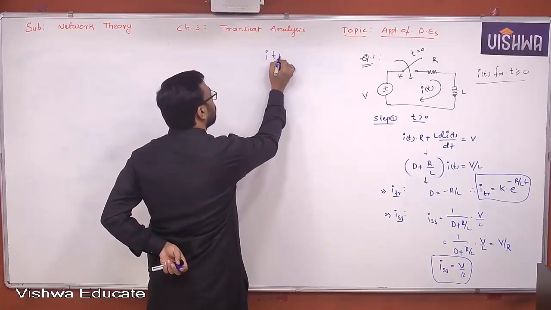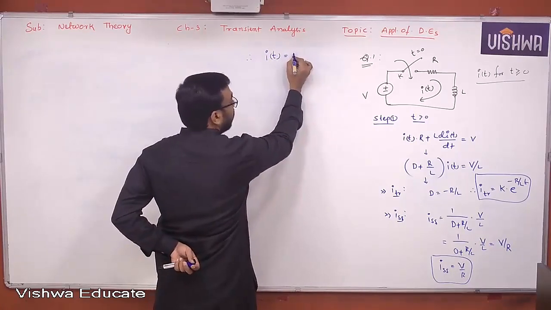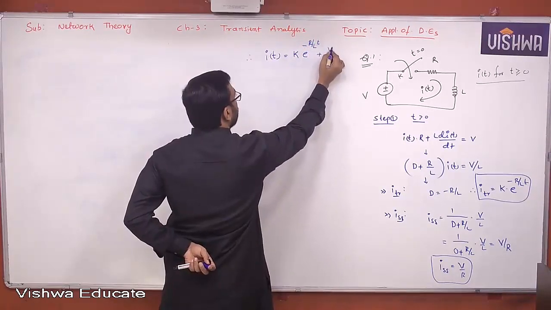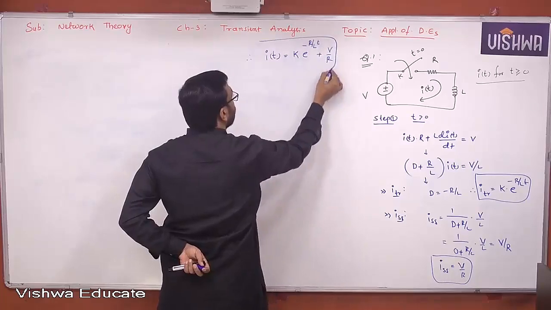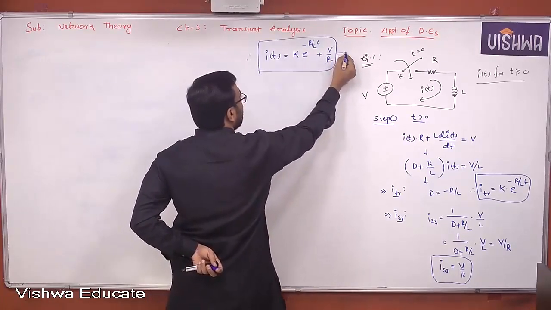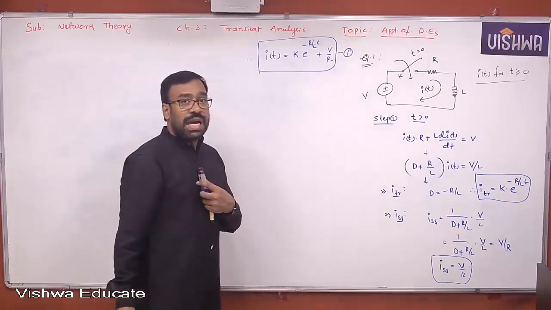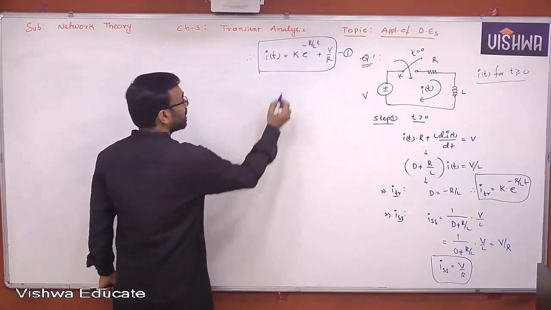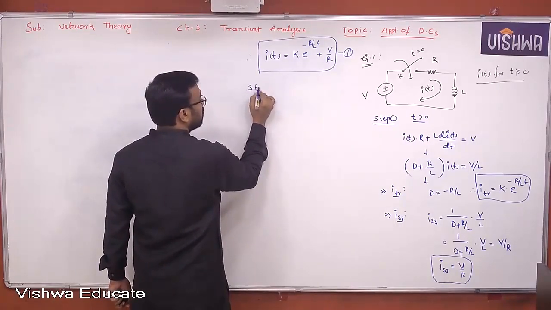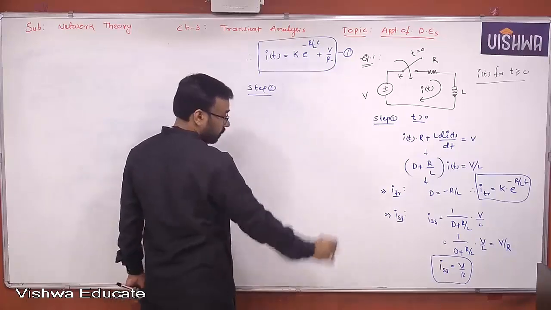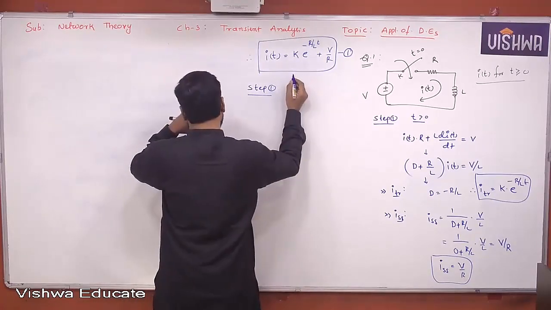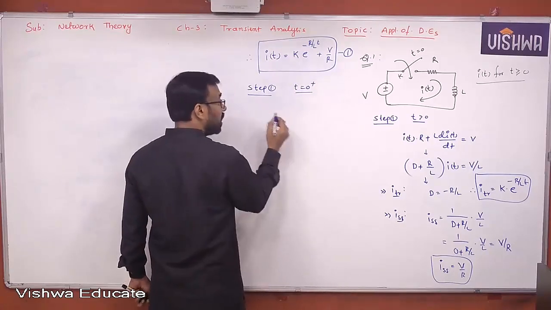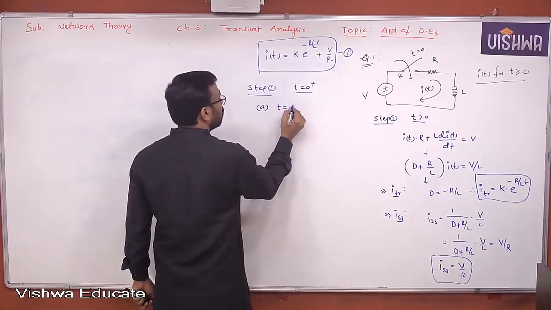Now adding these two will give you a complete solution. Therefore, I of t equals K into e power minus R by L t plus V by R. This is the complete solution, but it is still incomplete because of K. So let us call it equation 1. Now to find this arbitrary constant, we must deal with what? Initial conditions. Step 1: when we deal with t equal to 0 plus conditions to be determined, for that in step A we need to go for t equal to 0 minus.